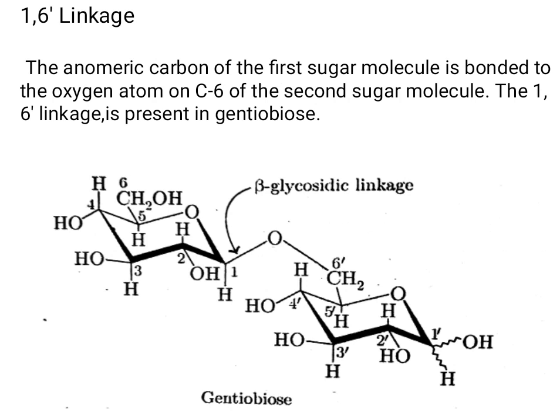The 1,6-linkage. The anomeric carbon of the first sugar molecule is bonded to the oxygen atom on C6 of the second sugar molecule. The 1,6-linkage is present in gentiobiose. So this is your gentiobiose, and this is the 1,6-linkage. Now see, this one is the first carbon, which is the acetal carbon here, and this one is the hemiacetal carbon, and this 6 carbon is giving its OH for the bonding.